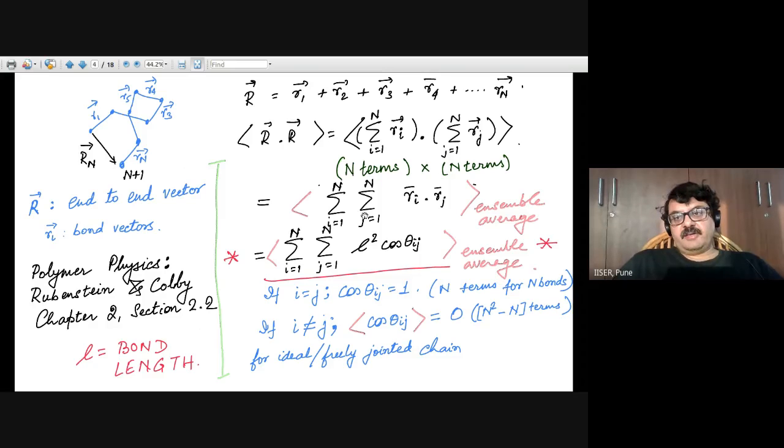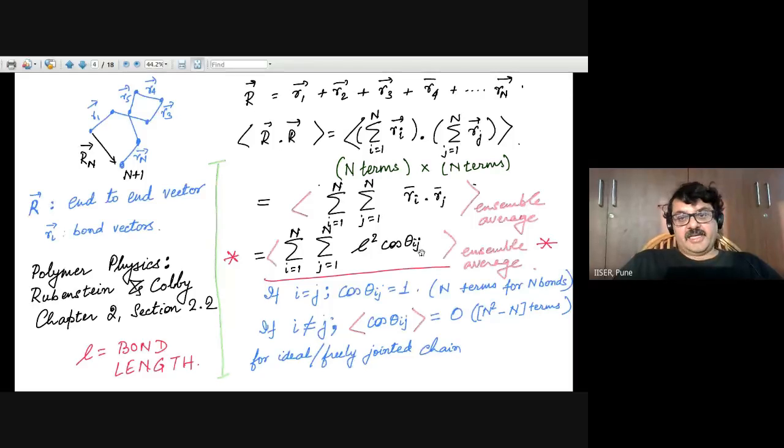So basically you can write this as all possible values of Ri, i equal to 1 to n, times all possible values of Rj, j going from 1 to n. So what you have done is R1, R2, R3, R4 multiplied with R1, R2, R3, R4. So R1 dot R1, R1 dot R2, R1 dot R3, R1 dot R4, and so on. So all possible products, and that's what this term means.